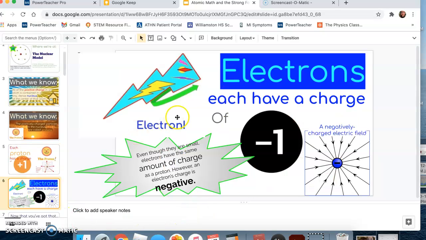Then we have electrons, which each have a charge of -1. So you can see a negatively charged electric field there. And electrons, in contrast, they do move. They are also very, very small, even smaller than protons, even smaller than the nucleus itself. And they have a negative electric charge, okay? So protons +1, electrons -1. So they balance each other out.